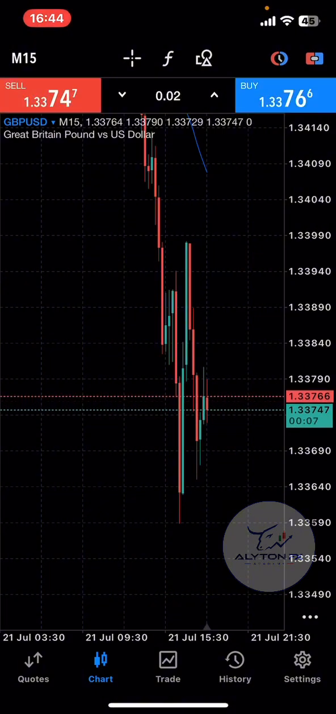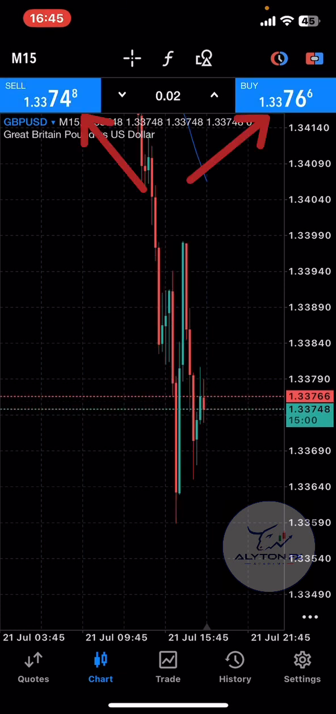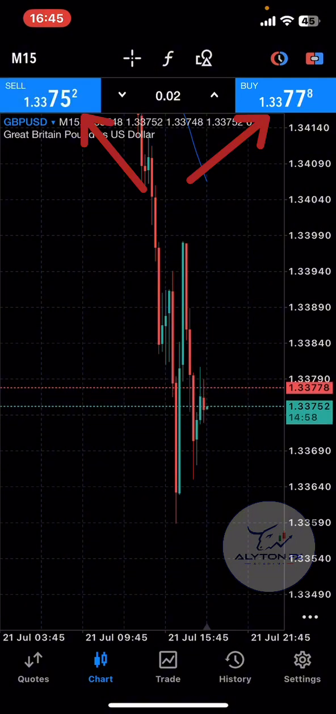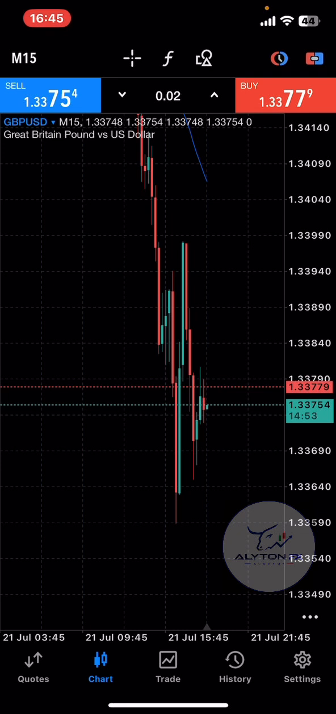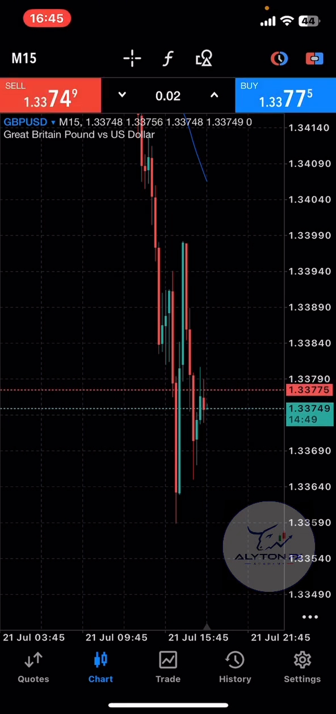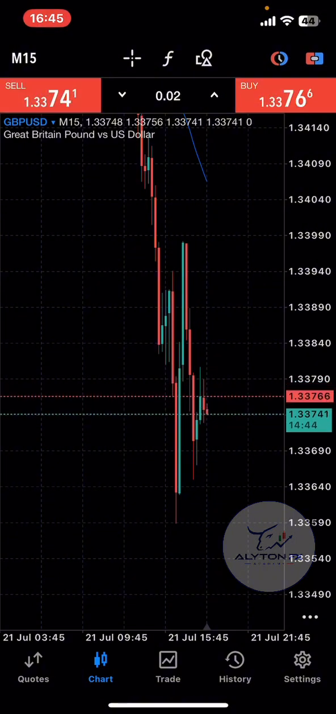So the difference in these two prices is called the spread. That's what the spread is. If you look at the top, you can also see that the prices are different. The moving prices are different. So the difference between these two prices is called the spread. Spread simply is the fee you pay to your broker whenever you open a trade. That's why every new trade starts with a small floating loss. This is one of the ways brokers make money, through the spread.